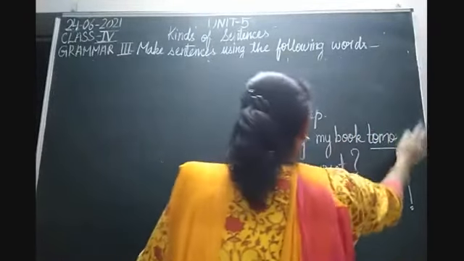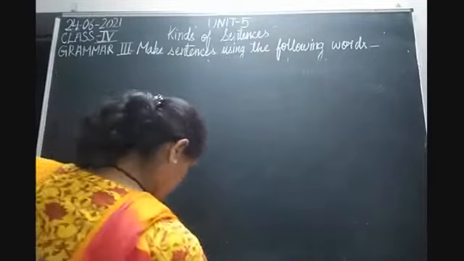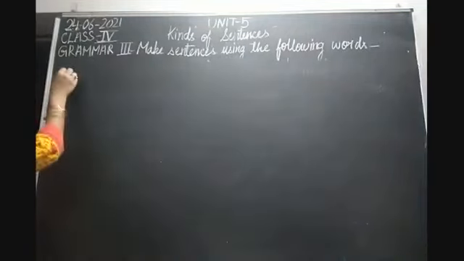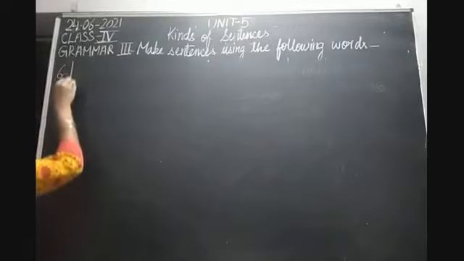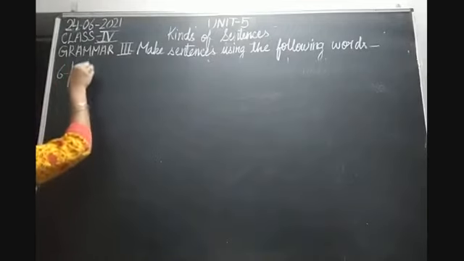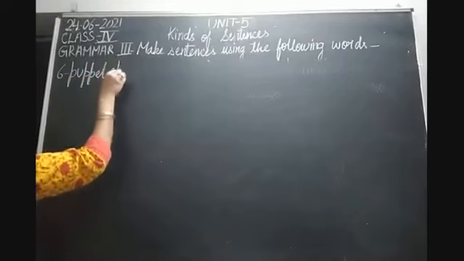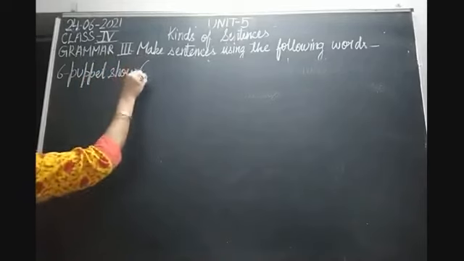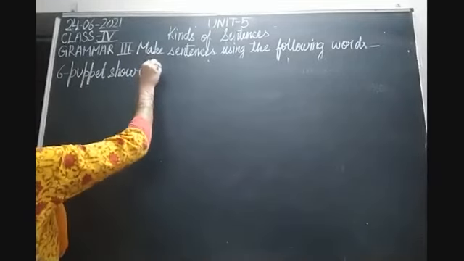Now the sixth one. The sixth word is puppet show. Puppet जानते हैं ना बेटा? कठपुतली को बोलते हैं और कठपुतली के शो को हम क्या बोलते हैं? पपेट शो. और आपको कौन सा सेंटेंस फ्रेम करना है? यू नीड टू फ्रेम अ स्टेटमेंट.